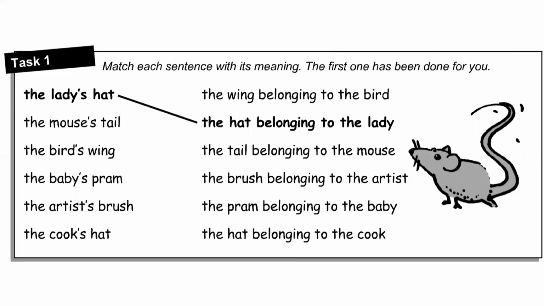So with the rules in mind, here is a task that I am going to demonstrate for you. So we have the lady's hat. This tells me that the hat is belonging to the lady. So we're going to go on to the next one, which is the mouse's tail. So the noun is mouse. And I want to describe the tail belonging to the mouse. So if I have a look down here, the tail, here it is, and I'm going to join those up.